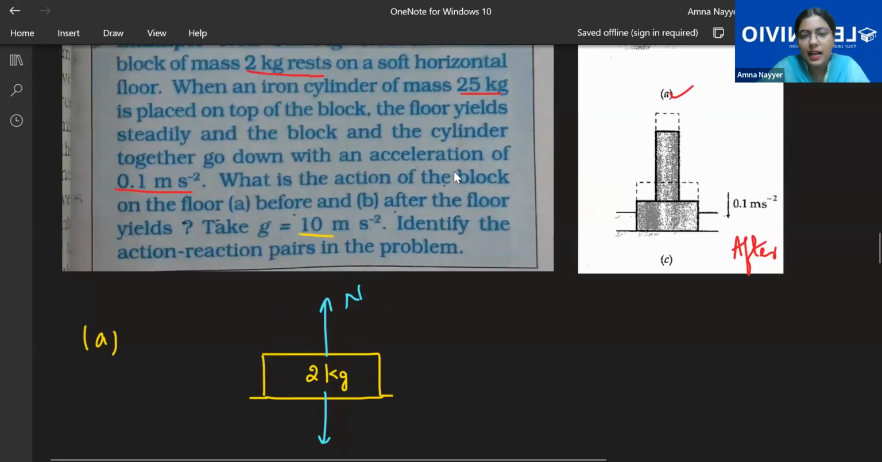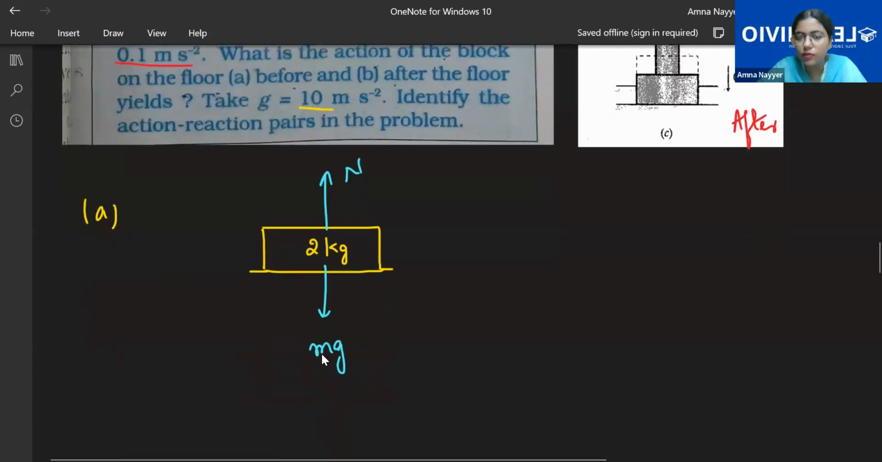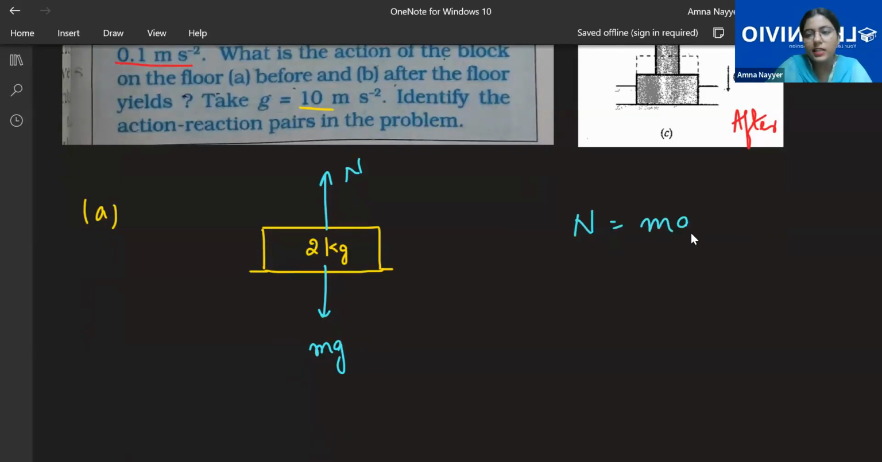What is the action of the block on the floor? Basically, we have to calculate the normal reaction. The floor is exerting a force; let's see what the normal reaction will be. Normal reaction will be equal to mg. G, it is saying to take as 10. So this becomes 2 into 10, that is equal to 20 Newton.